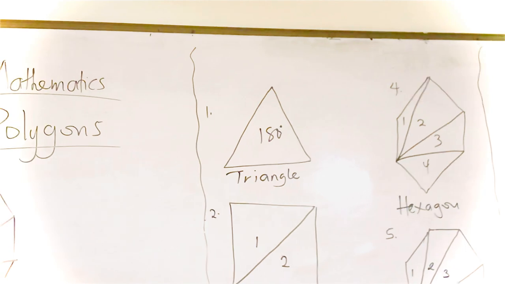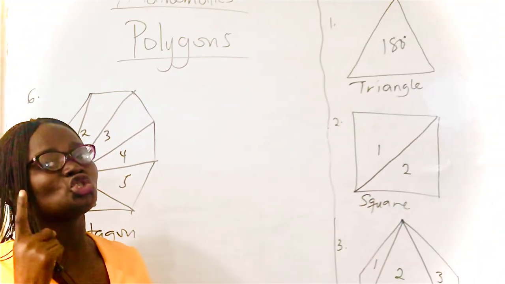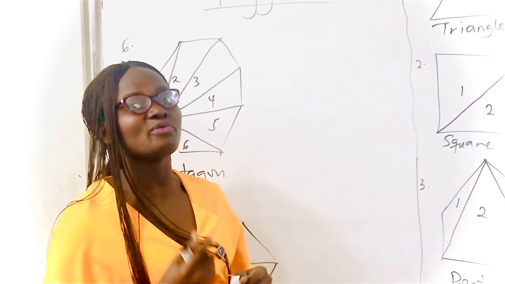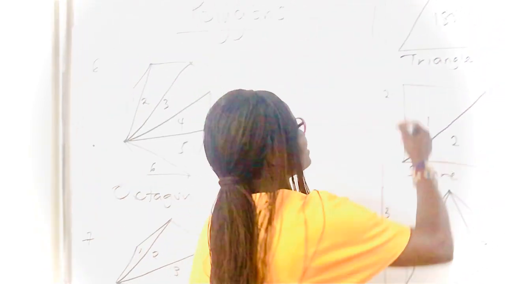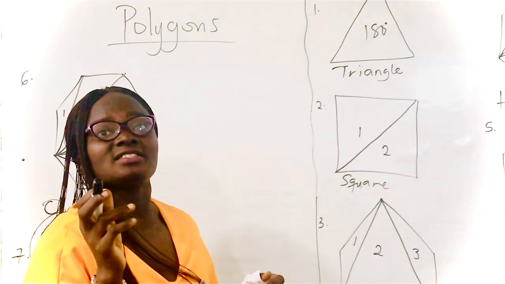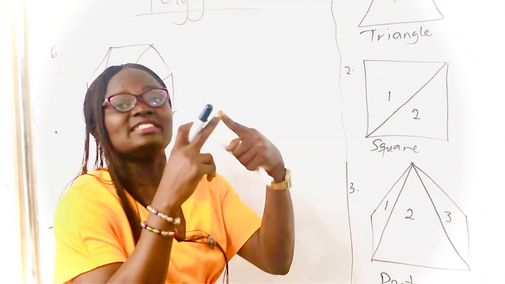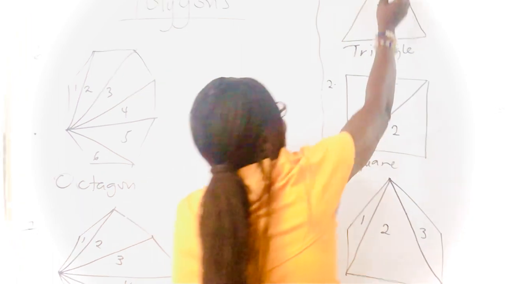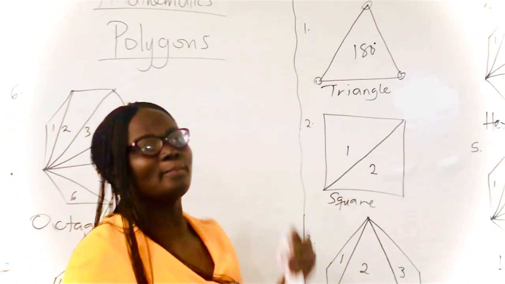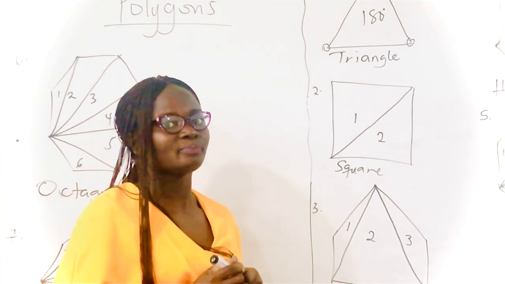Triangle. So we said a polygon should have a minimum of 3 sides and 3 vertices. So those are 3 sides, 1, 2, 3. And you know what a vertex is? Two lines meeting at a point. So we have this 1, 2, 3. So this is the minimum polygon we should have.